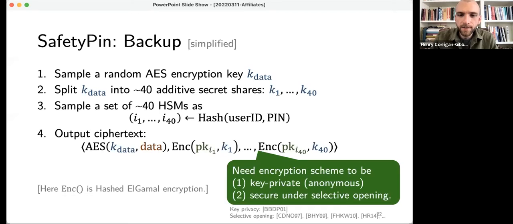There are some details here that actually are important to make sure the system provides the property that we want. They're kind of technical details of what the encryption scheme needs to satisfy, but it's not super important for this talk.